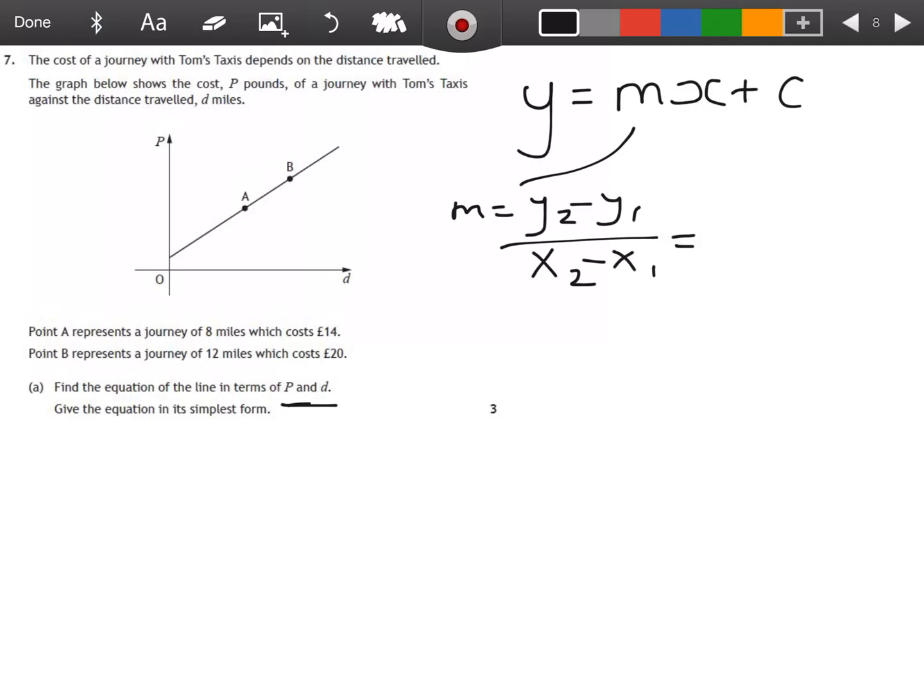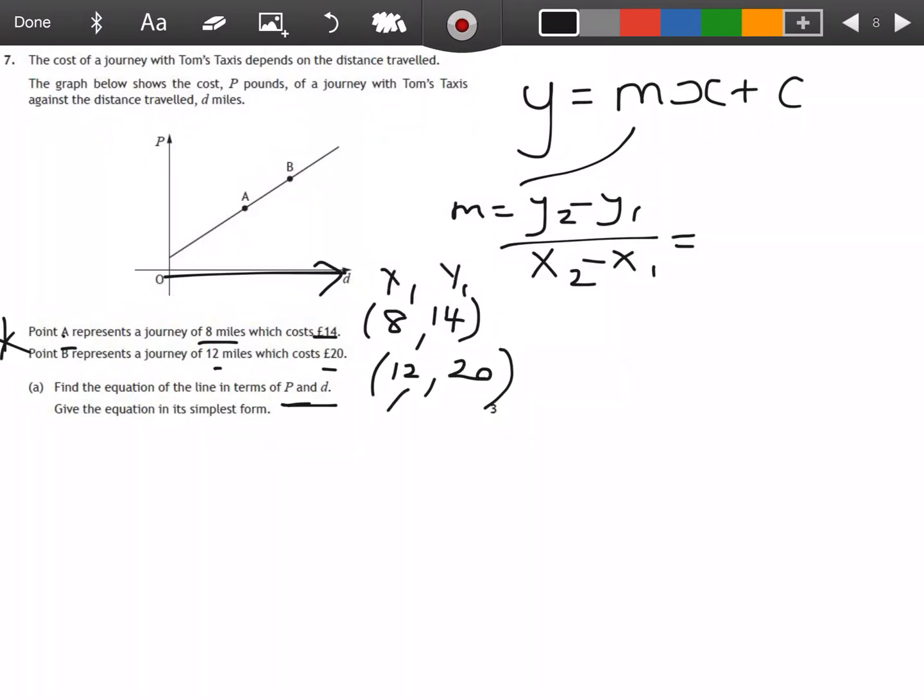Now, where are the coordinates? The coordinates are points B and A on the diagram, but it tells you down here about the coordinates. Point A is 8 miles. D is a distance, that's 8 miles, so it's 8 along and 14 up. It tells you the values in the question. That's the first point. And the other coordinate of point B is 12 along, 12 miles and 20. So these are our values that we're going to use. It makes no difference which one is point 1 and which one is point 2. I'm going to call this x1, y1, and I'm going to call this x2, y2. Okay, and I'm going to sub them in the correct position in the equation.